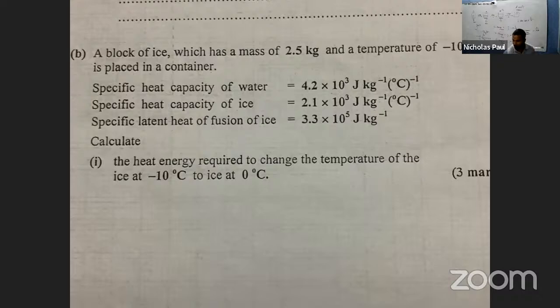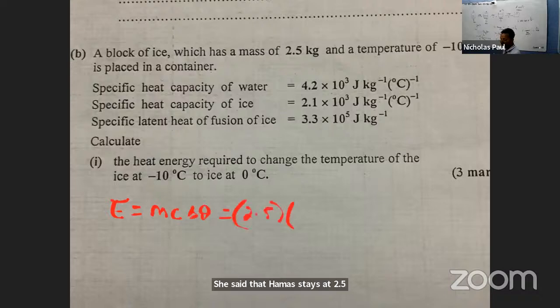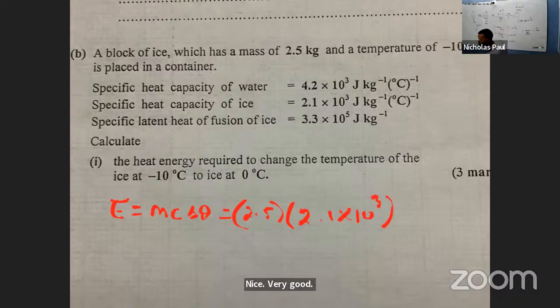Right, this person has more class. So I'm going to go to the first part now. Part one, as Lakshmi said, use E is equal to MC delta theta. She said that the mass is 2.5. What's the value for C again? Because it's ice. Very good. You're not using water because we're using ice undergoing temperature change.